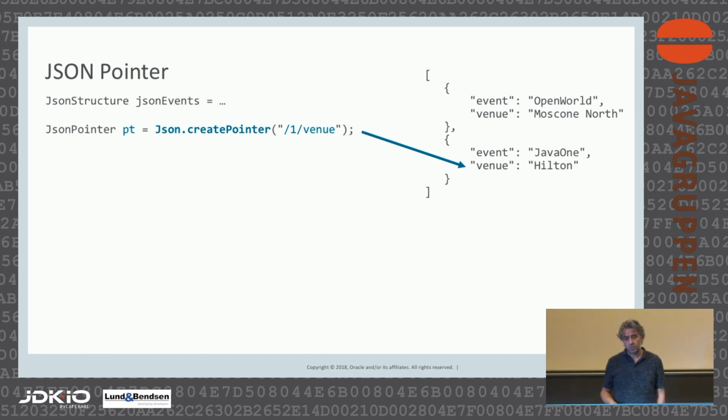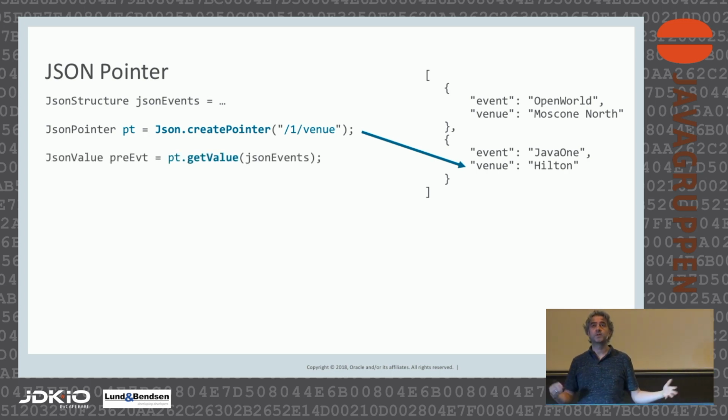So JSON, and then we use the create pointer method, and then we use that very simple syntax. /1 means we want to work with the object at index 1, so the second object, and in that object we want the key value whose key is the new. So once we have the pointer, we have a few operations that we can use, like get value. In this case, it would return Hilton.